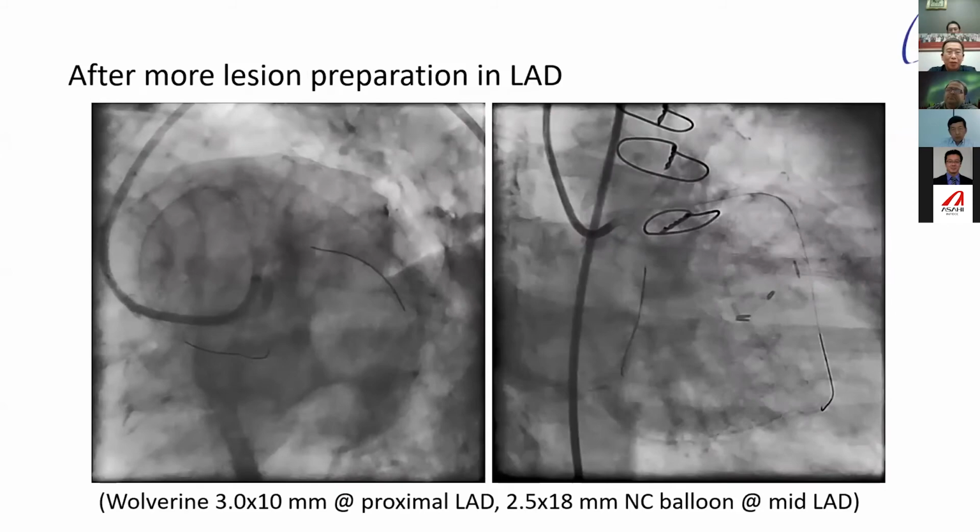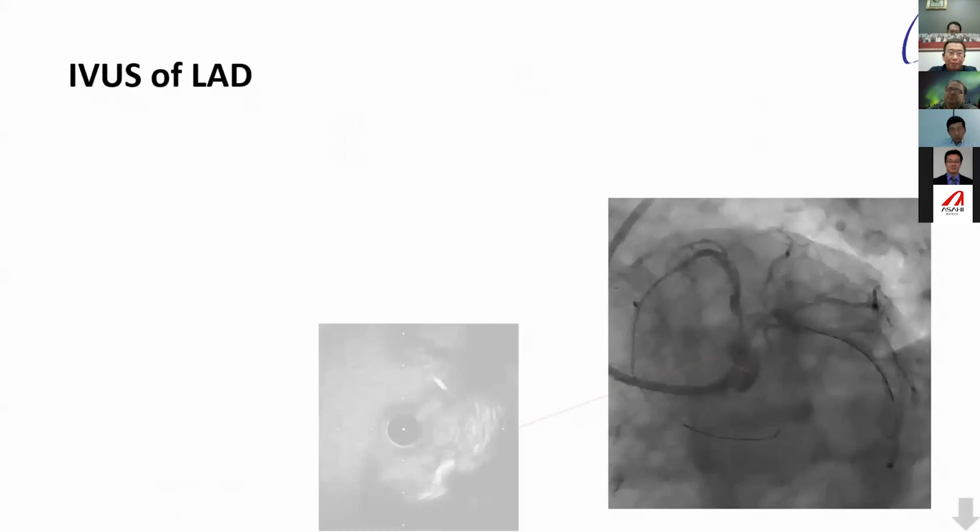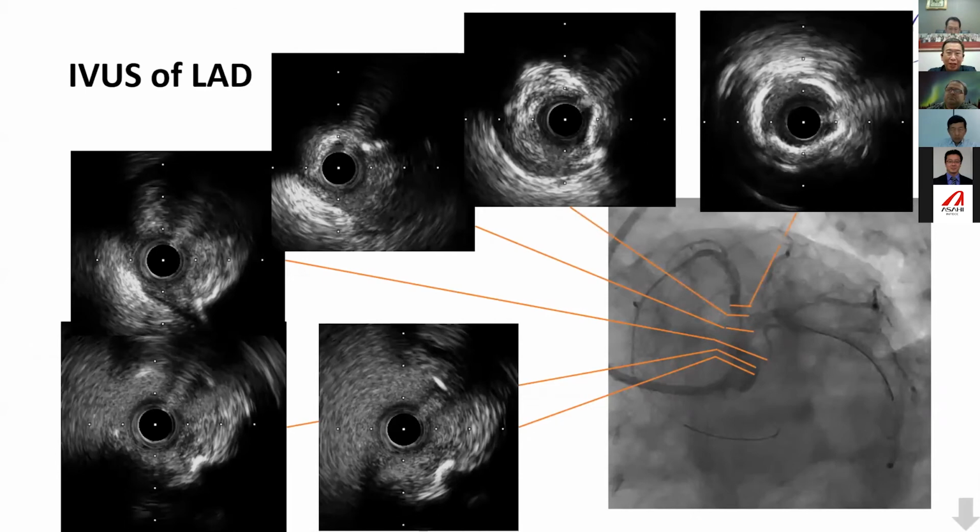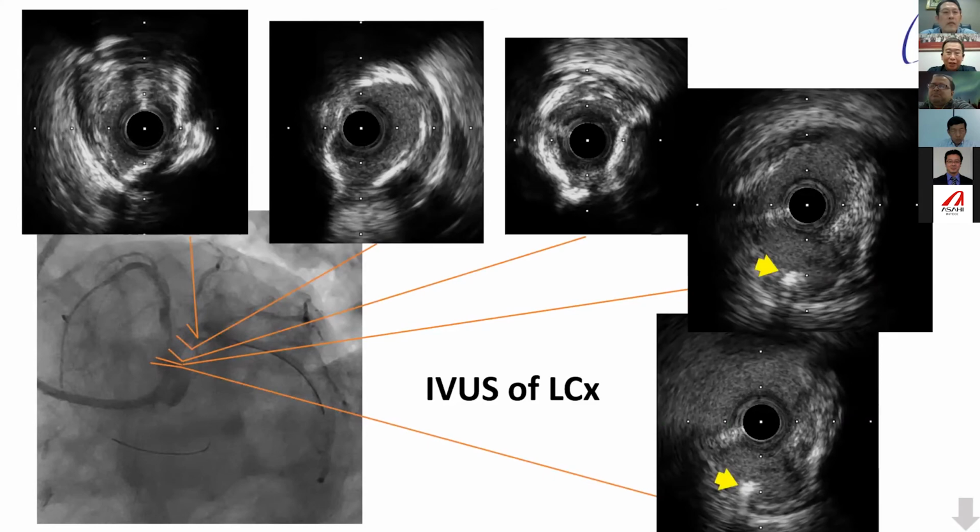Now I made a lot of dissection along the way of the LED. But this time the IVUS can go into the LED quite easily. And you can see that the calcification along the way of the proximal LED is already opened with the previous balloon. The yellow arrow shows that the circumflex guidewire is just at the ostium of the LED, which connects directly to the aorta, as well as the IVUS done from the circumflex. Also, we can identify that the circumflex is a very calcified lesion as well.